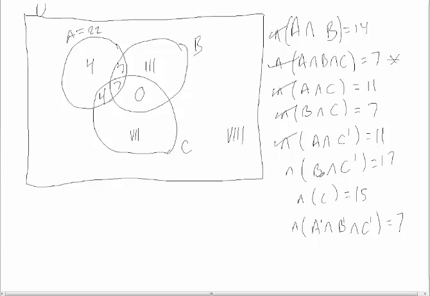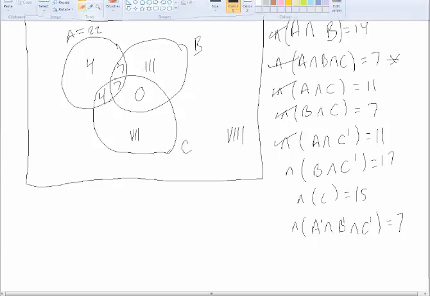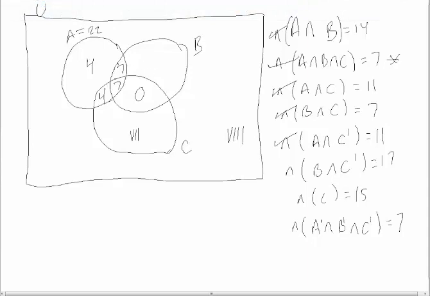Now this next one says the number of elements that are in B but not C is 17. So here are the elements of B, these 4 sections. The ones that are in B but not C are these 2 right here, the 7 and this unknown one. So if the total is 17, 7 plus this must be 17, or this right in here, the ones that are in B only, that's going to be 10. Okay, so got that one taken care of.